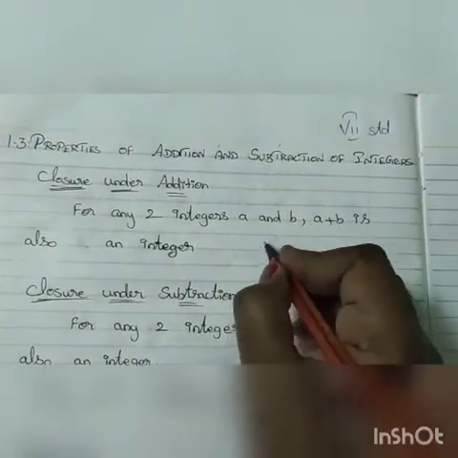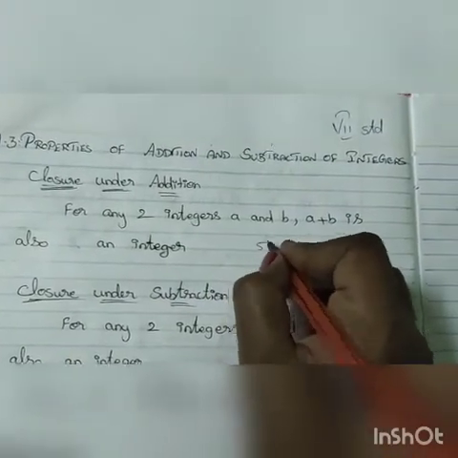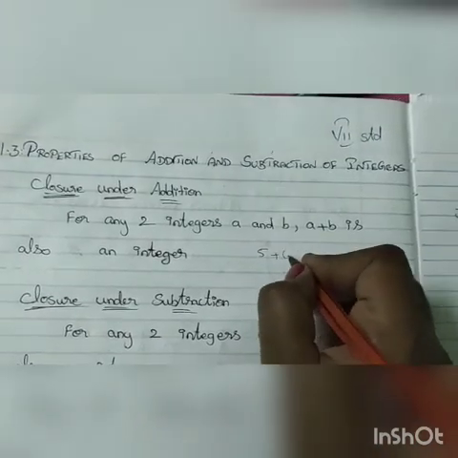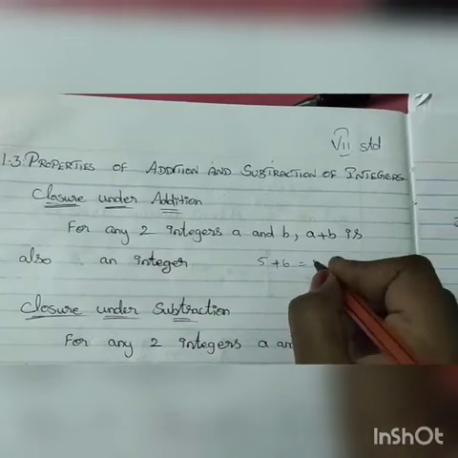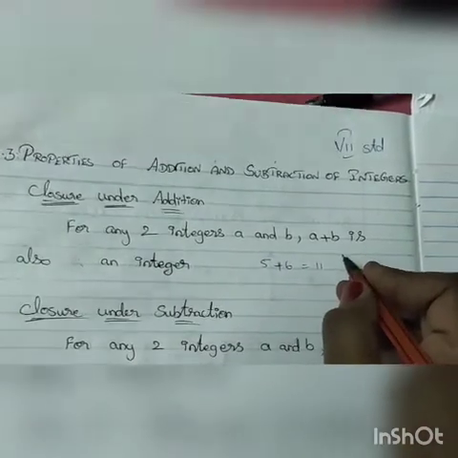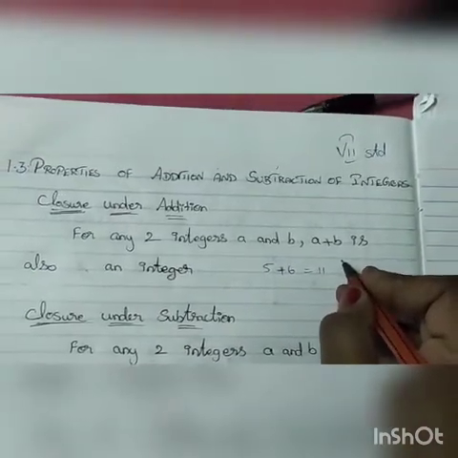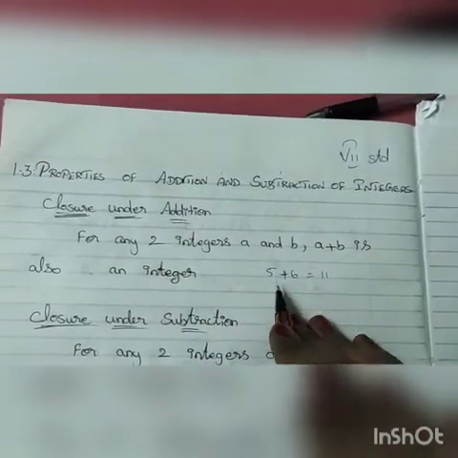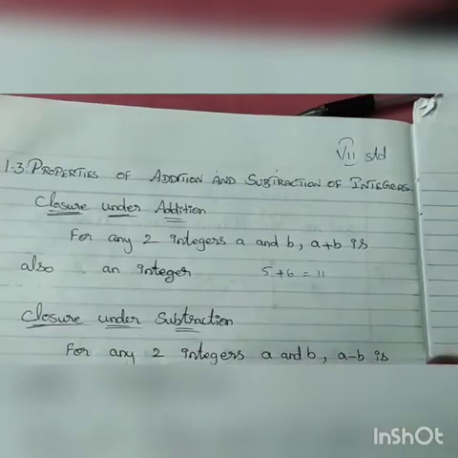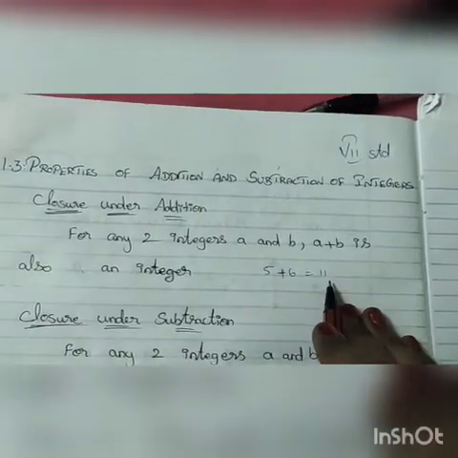See, I am taking a as 5 and b as 6. If we add 5 plus 6, we get 11. This is also an integer. Right? What we say means, if any two integers are added, we get an answer, and that answer will be an integer.